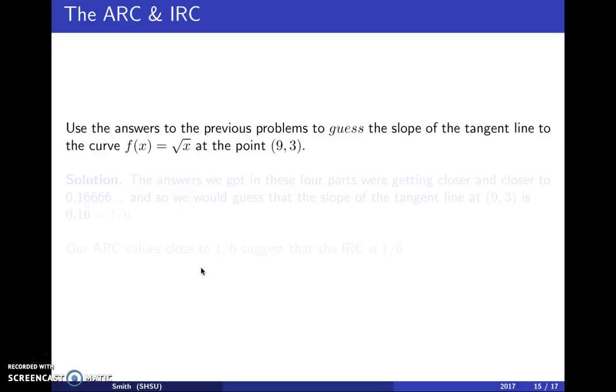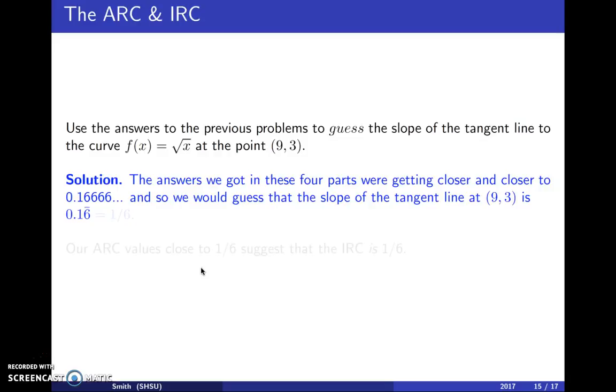Let's use the answer to the previous problem to guess the slope of the tangent line at the point 9, 3. Again, recall that the ARC guides us to the IRC. We did 4 little ARC problems, and we kept getting answers closer and closer to 0.1666 repeating. So we might guess that the slope of the tangent line at 9, 3 is 0.16 repeating, which is 1/6. Our ARC values close to 1/6 suggest that the IRC is 1/6. We got 4 average rate of change values that were close to 1/6, so we're going to guess or say that the IRC is probably 1/6.